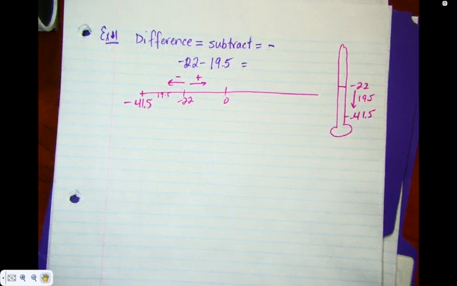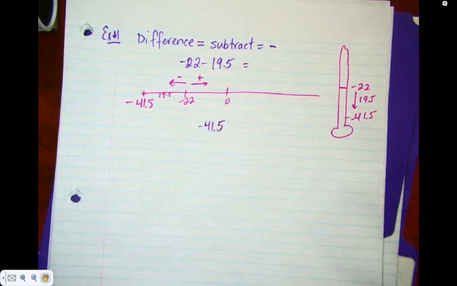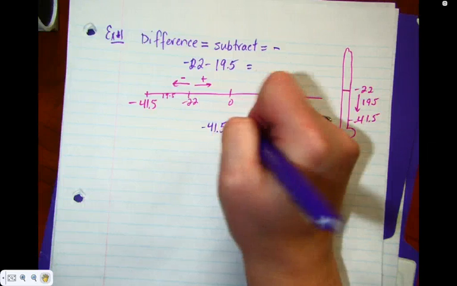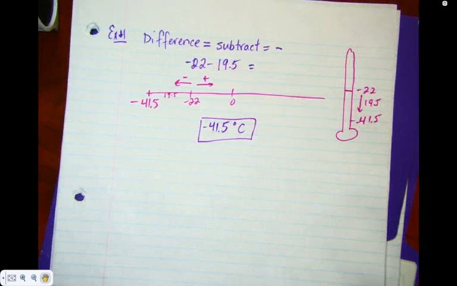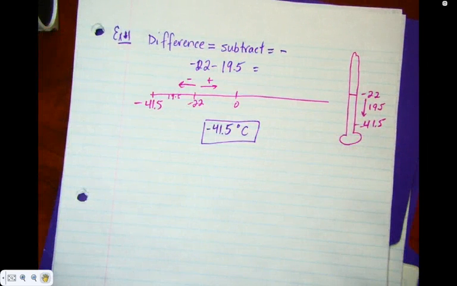The last thing is we just need to answer the question and make sure we have units. So yes, it's negative 41.5, but what are our units? Degrees Celsius. I like to box the answer so it's really easy for the teacher to find, because if she can find it, she can mark it better, which means you get more marks. Negative 41.5. This is a left brain way, a right brain way, a visual way. Do it any way you want that makes sense to you.